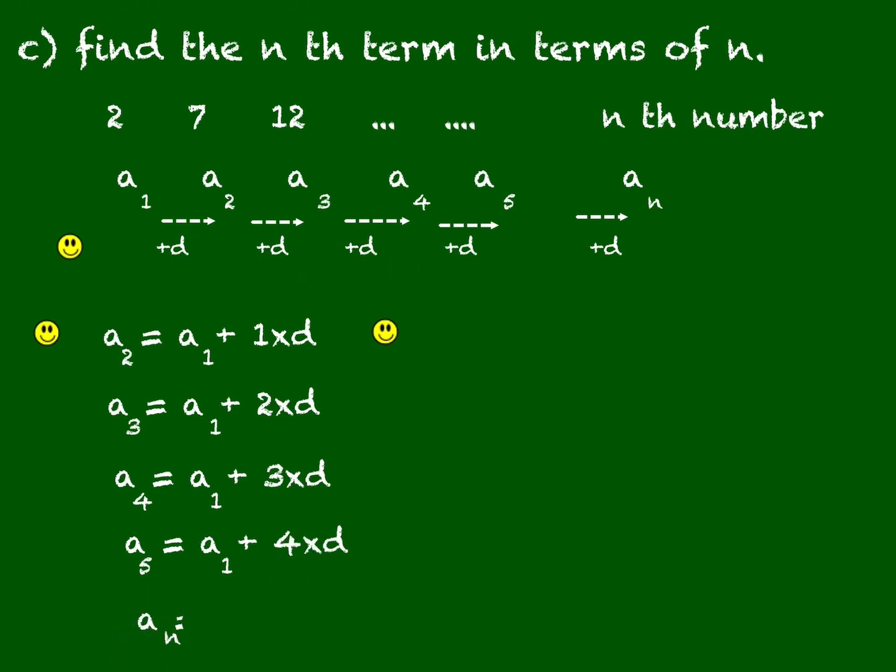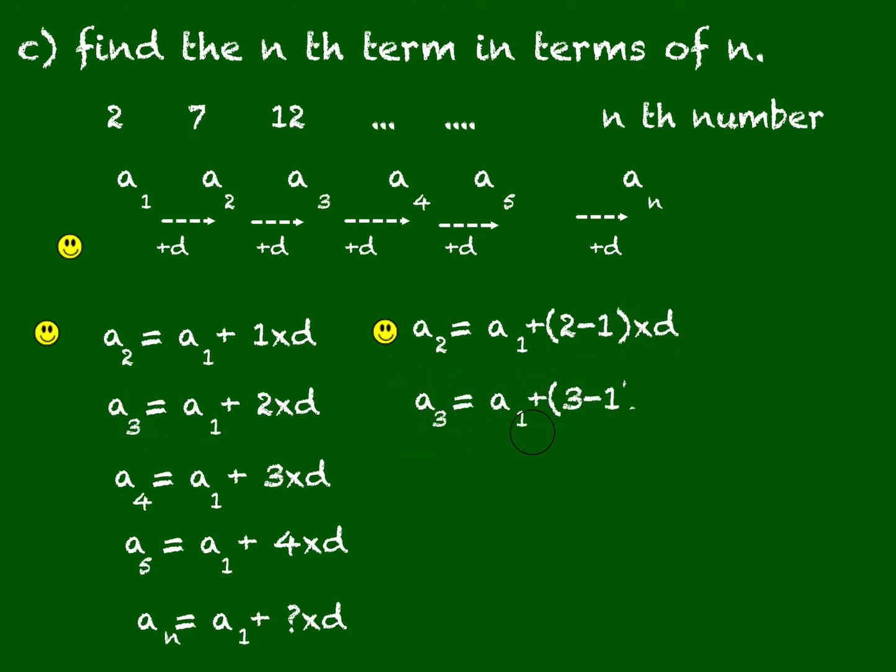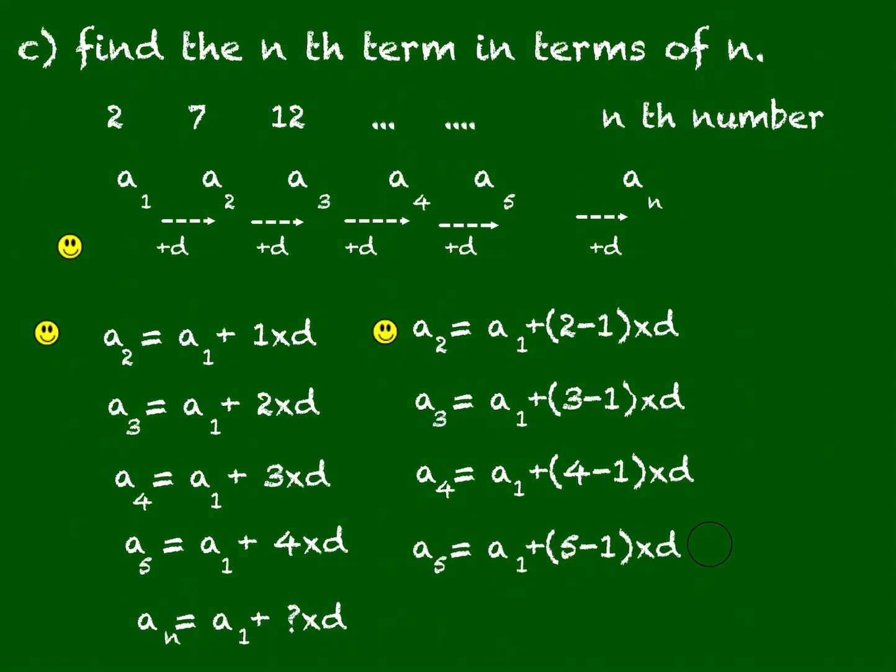However, we can't directly count how many steps an is away from a1. To get the general idea, I'll rewrite the number of steps in terms of the position of the terms in the sequence. Now, pay attention to the coefficient of the common difference. It can be written as the difference between the position of the term and the first term. From this observation, we can derive the general term using this approach.